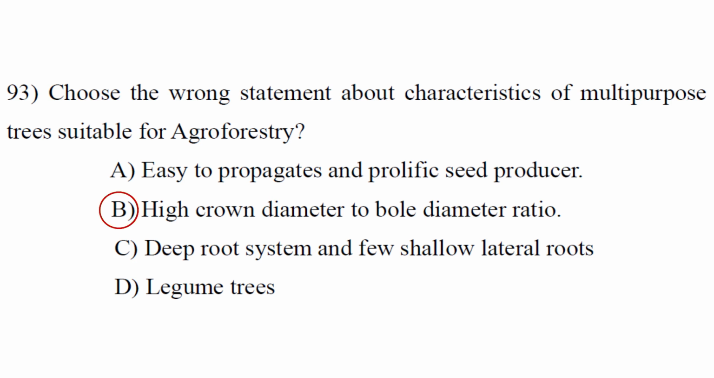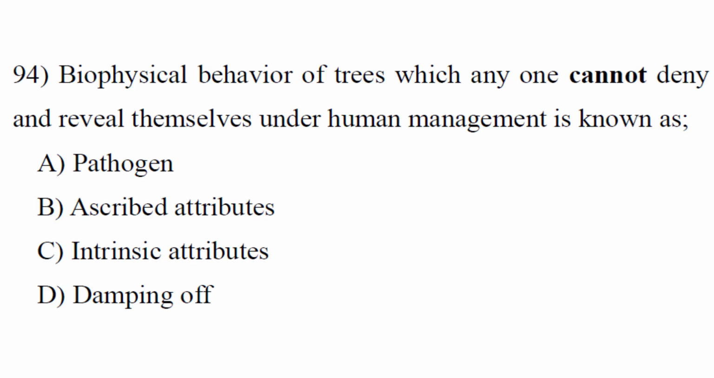Answer, B. High crown diameter to bole diameter ratio. 94. Biophysical behavior of trees which anyone cannot deny and reveal themselves under human management is known as A. Pathogen. B. Ascribed attributes. C. Intrinsic attributes. D. Damping off.